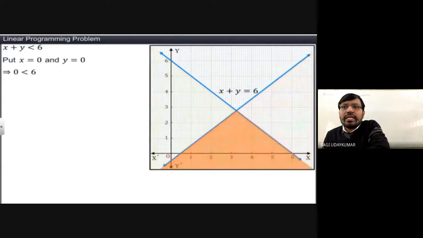So the yellow half plane represents x plus y less than 6. If you take another inequality, the common part of both is the common region for both inequalities. So this is the common region for both inequalities. This other line is also taken into consideration here.